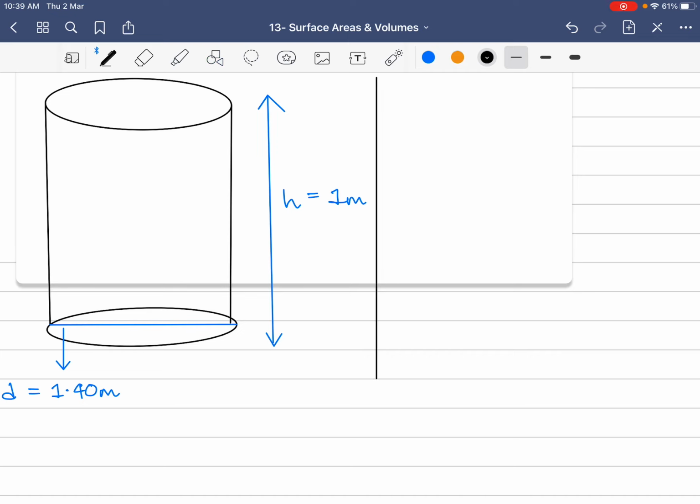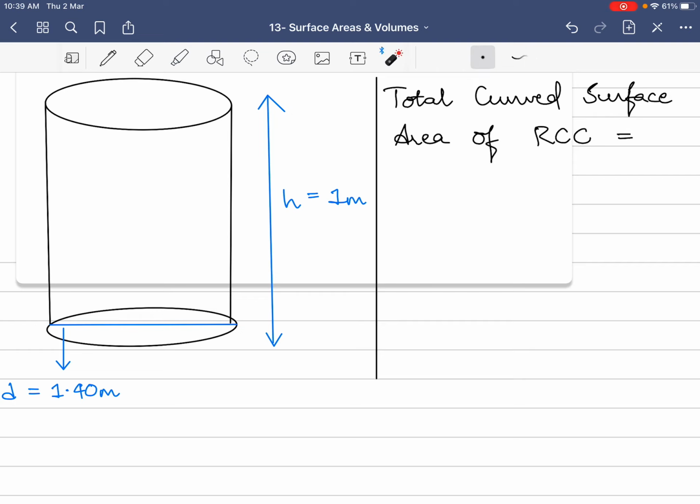We need to calculate the total curved surface area of RCC. RCC is right circular cylinder. That is equal to what? It is equal to the curved surface area, so I'm just going to write here 2 pi r h, which is the curved surface area, plus pi r square, the area of the top, top lid you can say, and the base pi r square. So pi r square plus pi r square is equal to 2 pi r square.